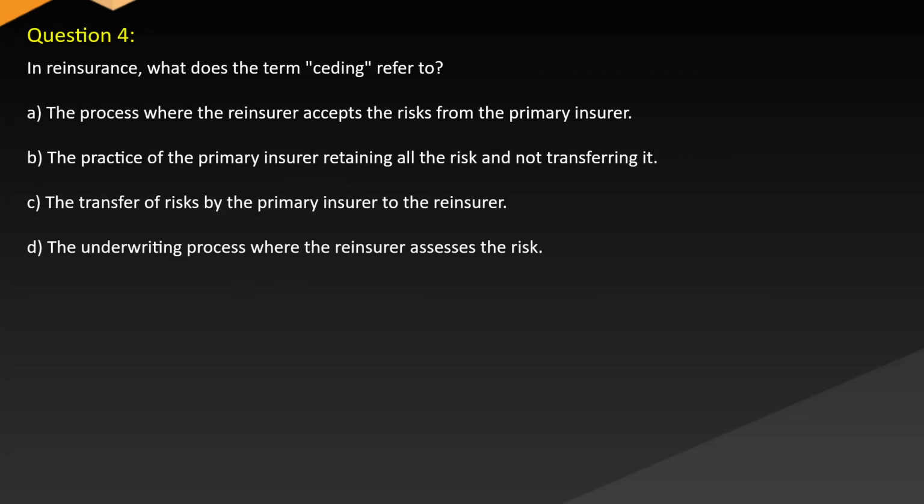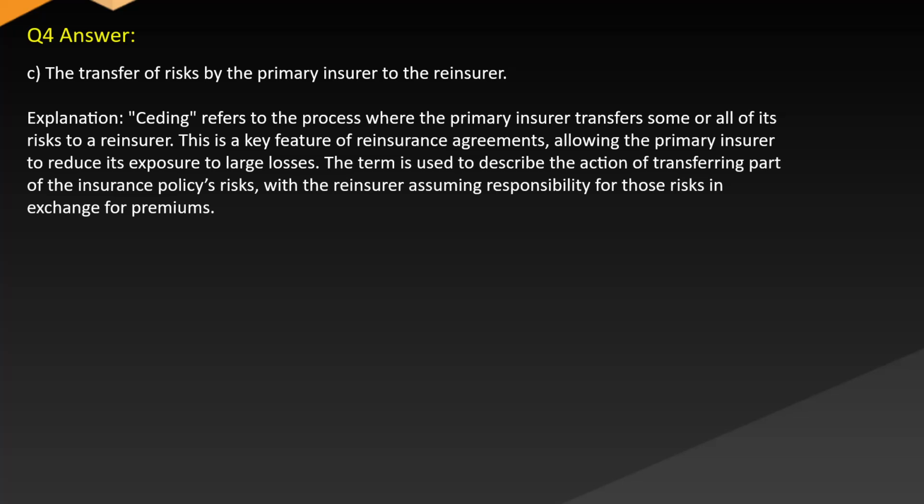Question 4. In reinsurance, what does the term ceding refer to? A. The process where the reinsurer accepts the risks from the primary insurer. B. The practice of the primary insurer retaining all the risk and not transferring it. C. The transfer of risks by the primary insurer to the reinsurer. D. The underwriting process where the reinsurer assesses the risk. Answer: C. The transfer of risks by the primary insurer to the reinsurer.